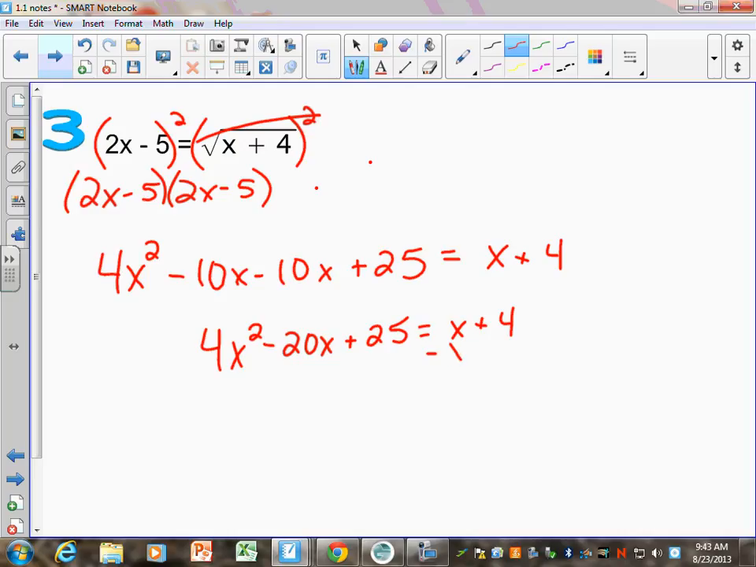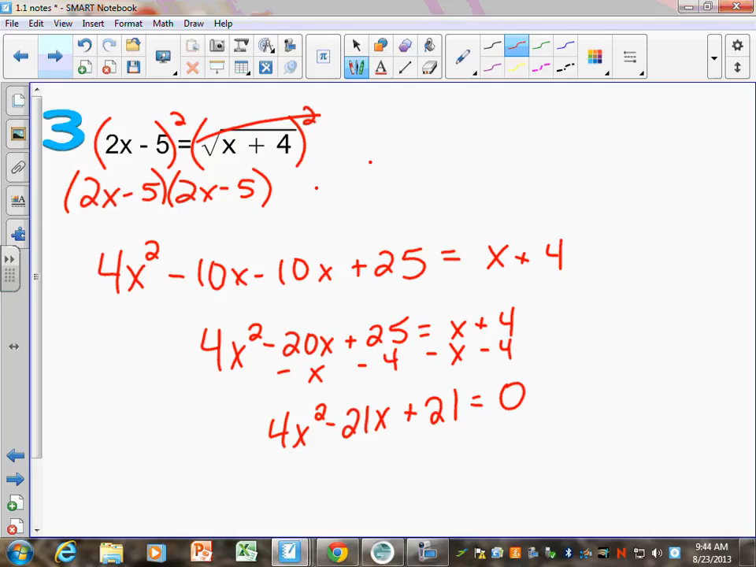So I'm going to subtract x, and I'm going to subtract 4, and I'm going to get 4x squared minus 21x plus 21. And again, when you get to a quadratic: factor, complete the square, quadratic formula. I wouldn't want to complete the square on this one because I don't want to deal with 21 fourths and all that stuff. I could do it if I was forced to do it, but I think I would just do the quadratic formula on this one.